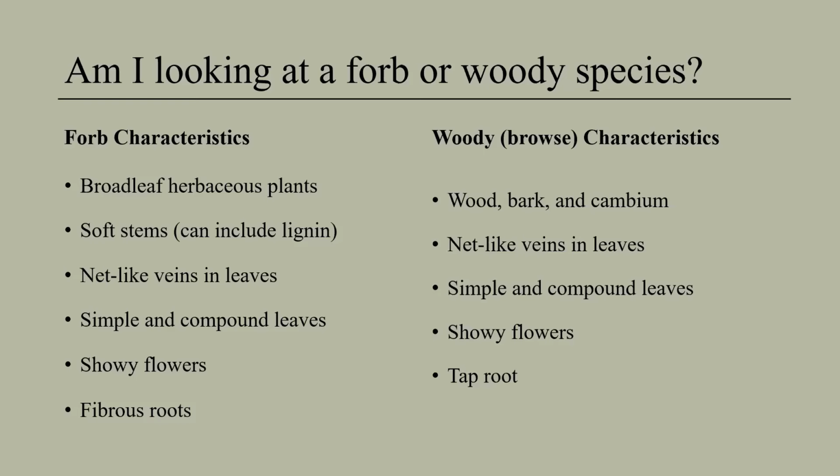So overall, forbs are broadleaf herbaceous plants, and they usually have soft stems. Some can have some lignin in them that make them a little more rigid. They have net-like veins in the leaves. They have both simple and compound leaves, but they typically have a showy flower and very fibrous roots.